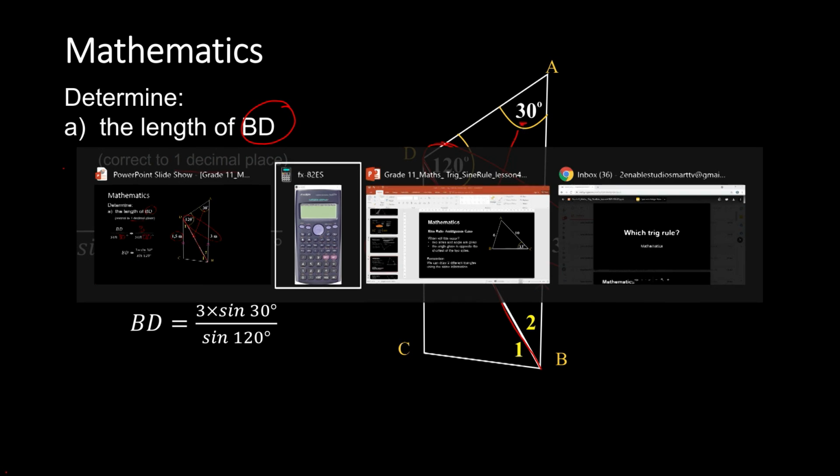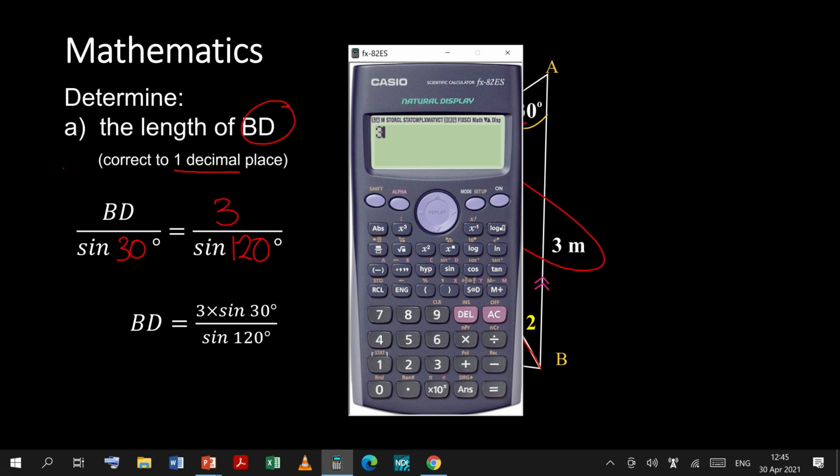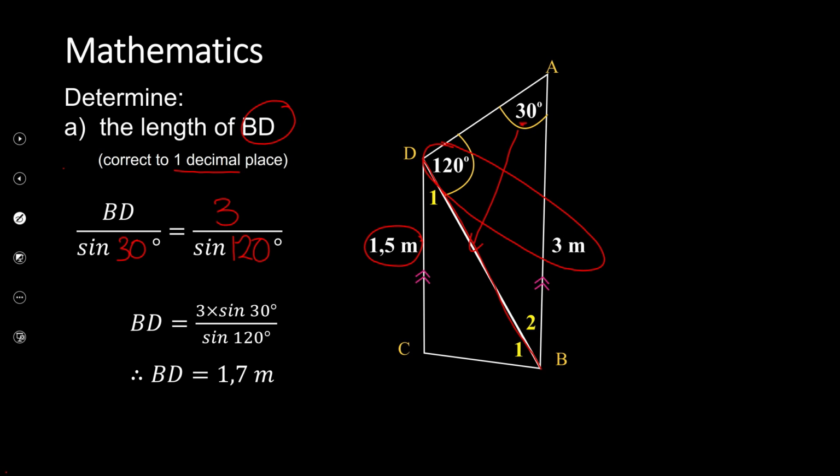Okay, put that into your calculator. So it's going to be 3 times sine of 30 divided by sine of 120, and our answer is 1,7320. Remember, we're asked to find BD correct to 1 decimal place. So 1 decimal place means 1,73 becomes 1,7. So our answer for BD is 1,7.